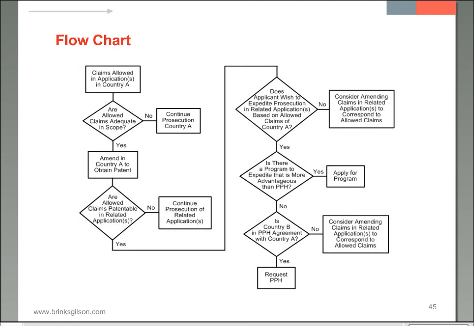If it would be patentable, then ask yourself whether the applicant wishes to expedite prosecution. If the answer is no, you can still consider amending the claims of other applications. You're just not going to get ahead of the line. But if the answer is yes, you should investigate all avenues for expediting prosecution in other countries, including the PPH.